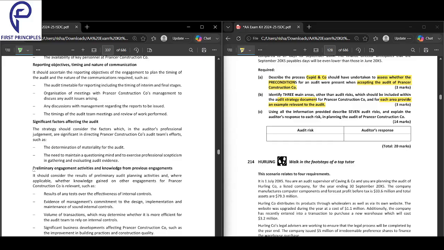preliminary engagement activities. What do you mean by this? Initially, whatever activities they did from previous engagements, and knowledge from previous engagements. What does this mean? Preliminary engagement activities basically means that if Prancer was an existing client, Cupid Co should use what they learned last year. Knowledge from previous activity means what they learned from it last year.